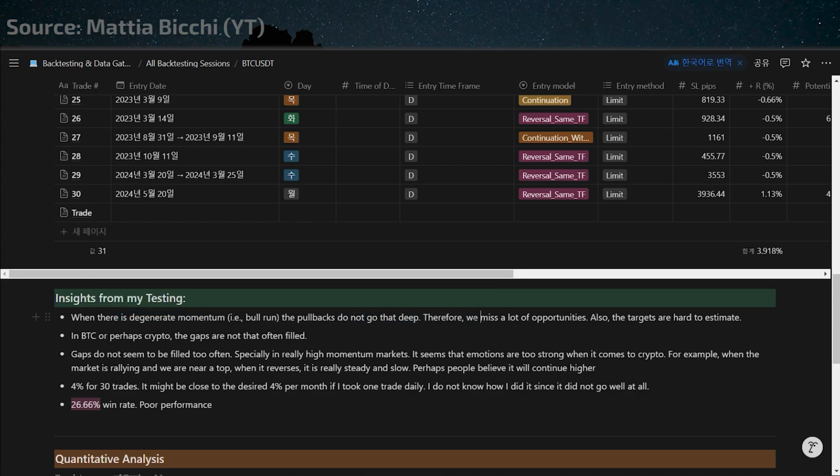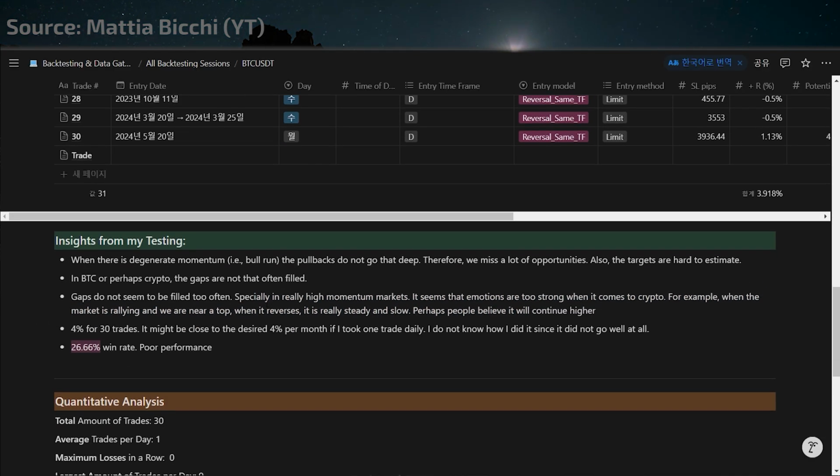But this has to do with the fact that I just used a daily time frame, so if you used multi-time frame analysis, you would have perhaps had opportunities to enter on the pullbacks that were not as deep. I also pointed out that perhaps in crypto or BTC, the gaps are not often filled. We also put here that it might be due to the fact that crypto moves with a lot of momentum, so that might be the reason that these do not often get filled.